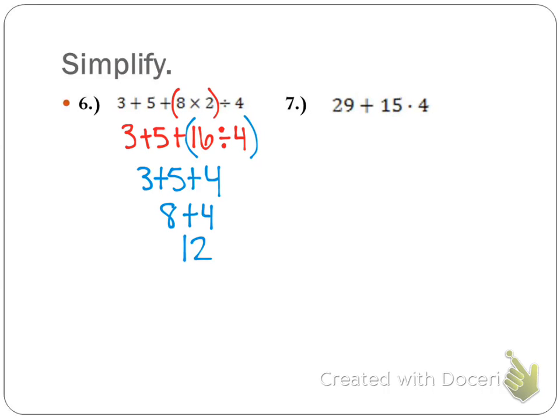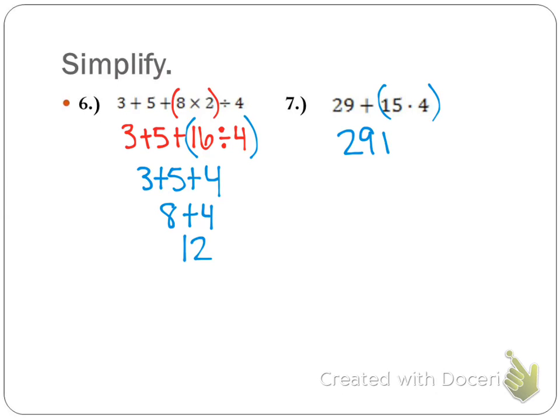Number 7 is a little quicker. Again, we scan through. We look for multiplication and division first. Do we have any? Yes, we first need to multiply the 15 times 4. What do we get? Very good.